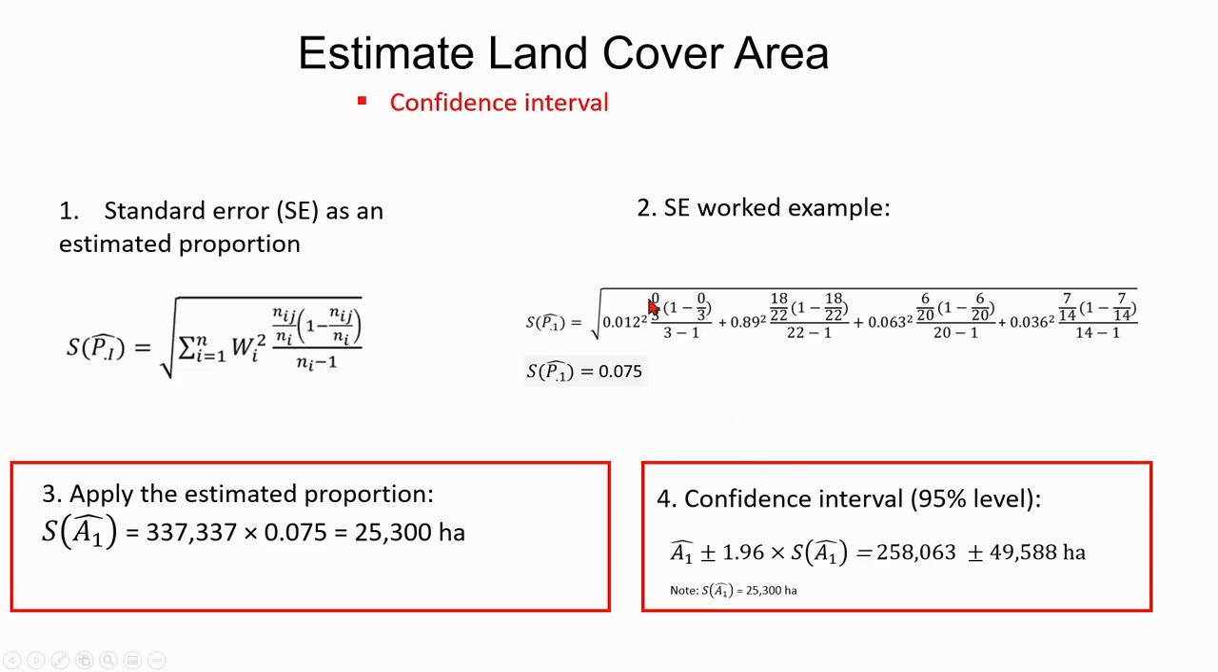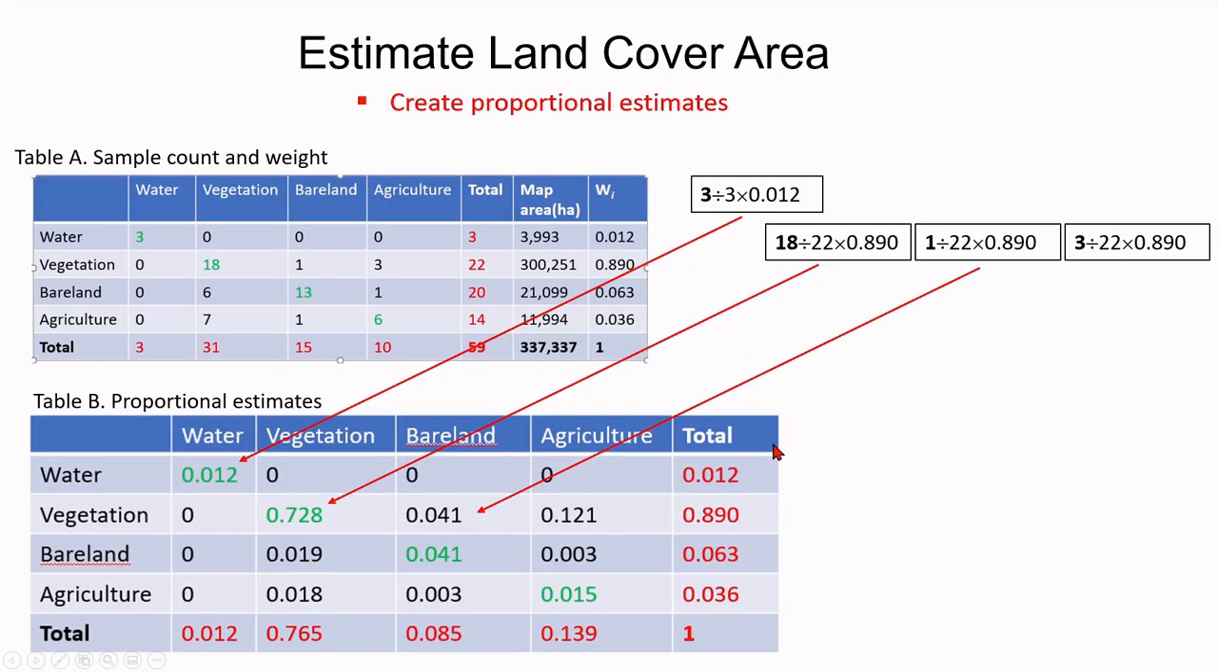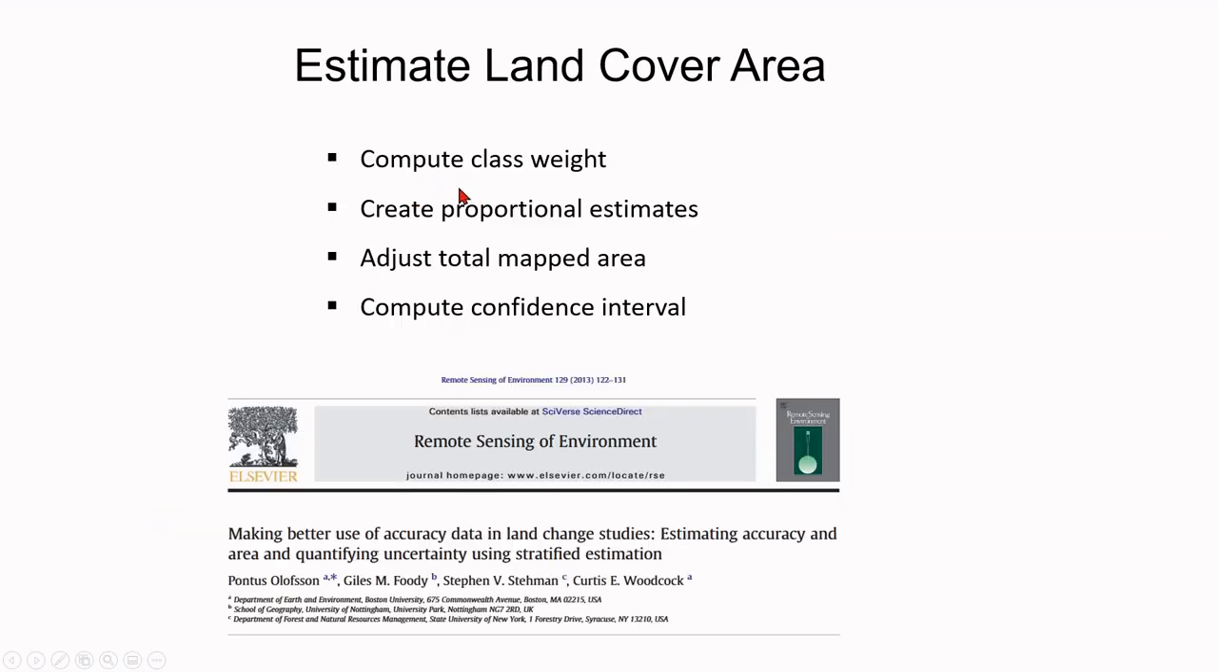So I've used these steps to do it for vegetation. I expect you to follow the same steps to work out the margin of error, or the confidence interval, for water, bare land, and agriculture. You are not going to report these single values, but what is the margin of error around them? What is the confidence interval around these values? We have done it for vegetation, which is this one here. Your task is to do it for water, bare land, and agriculture, following these steps: by class weight, proportion, estimate, total map area, and compute the confidence interval.